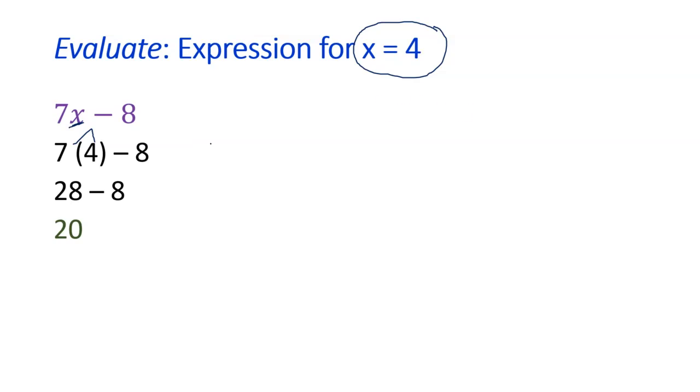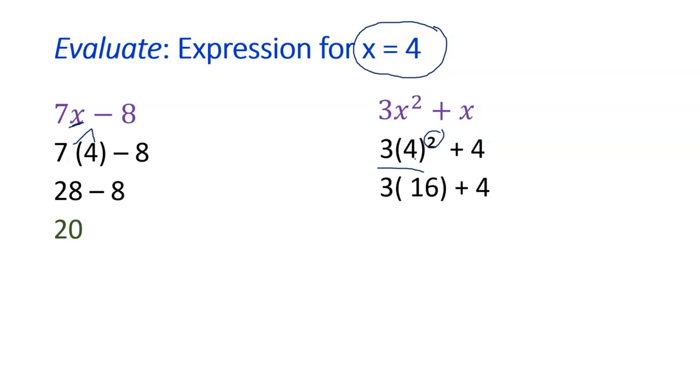Let's try another one. 3x squared plus x. Again, I will replace my x by 4 first. Let's do that. So I wrote 3 times, inside the parenthesis, the x is a 4, squared plus 4. Now here you have to be careful what you do. You have multiplication right there, and this is exponent. Between the multiplication and exponent, you must do the exponent first. I will do first the 4 squared, which will be 16.